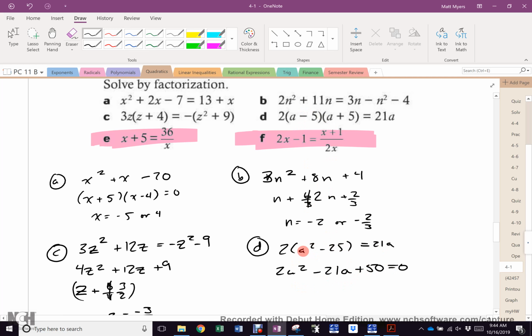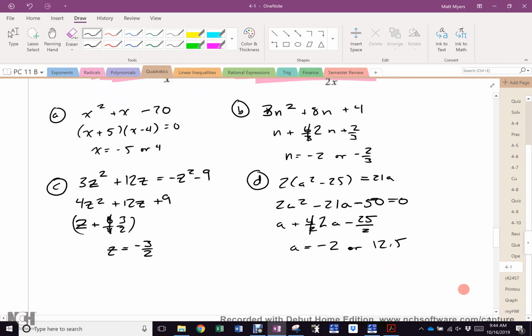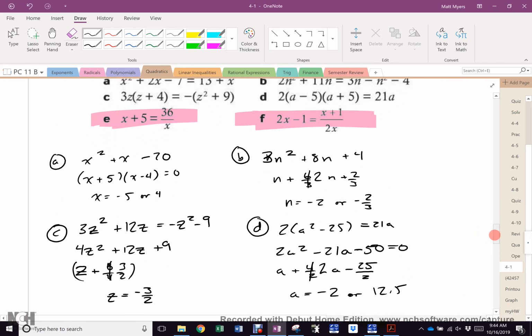A squared minus 25, 2a squared minus 50 minus 20. Okay, there. And the factors are a plus 4 over 2 and a minus 25 over 2, which gets me 2, and so a equals negative 2 or 12.5 or 25 over 2. I know you'll all go to decimals. Now we get to the yucky ones, which I warned you about how to do them.